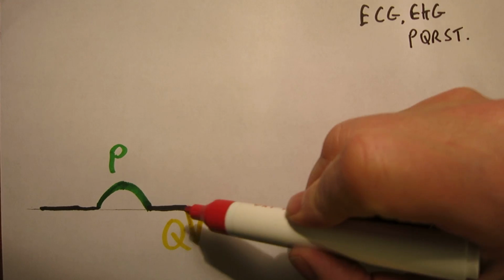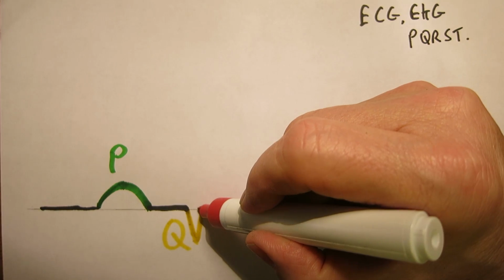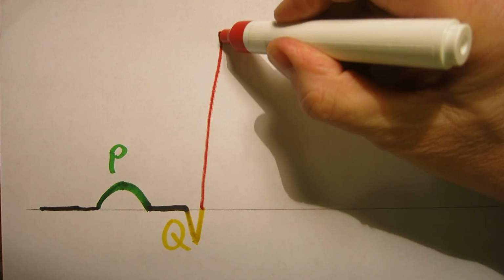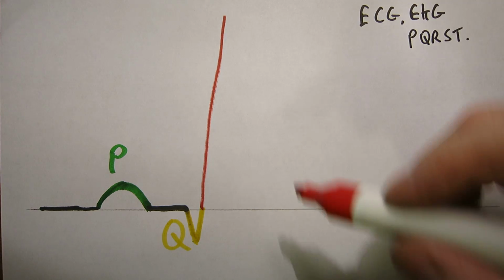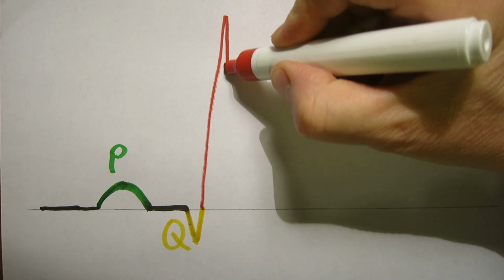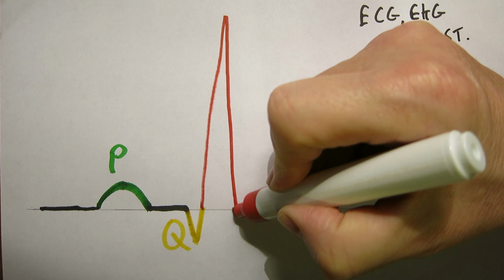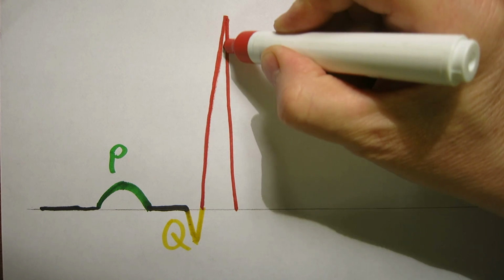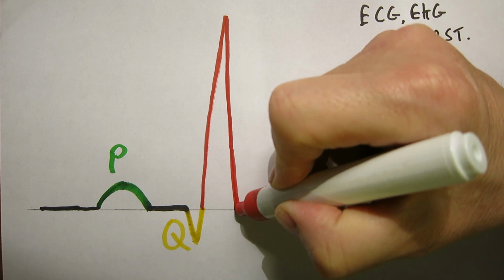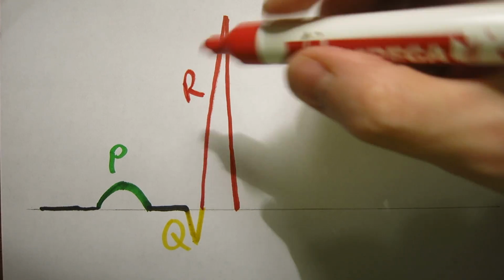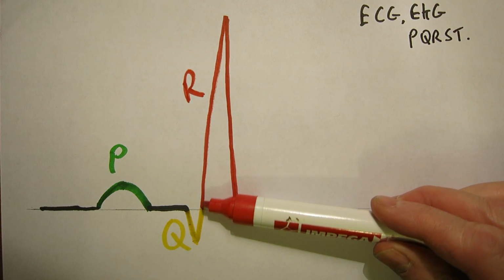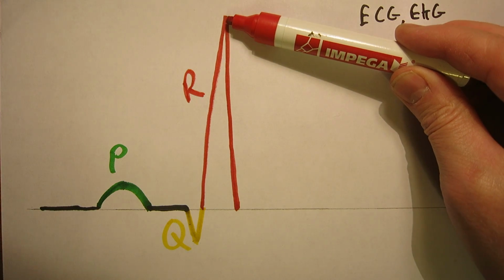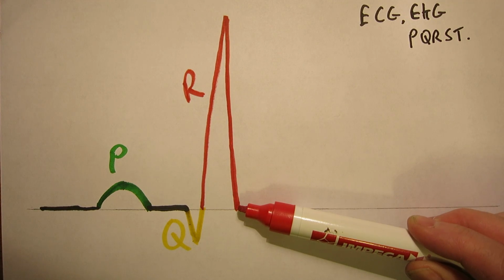Then the R wave is going to carry on up away from the isoelectric line, and it's going to fall back down to the isoelectric line. So here we have the R wave in red. So we see the R wave has an upward deflection and it has a downward deflection.